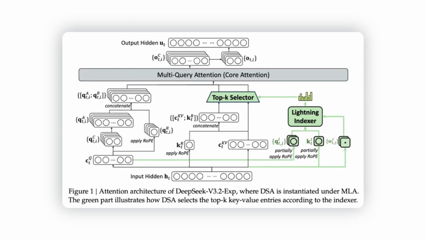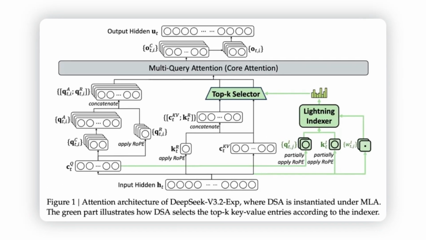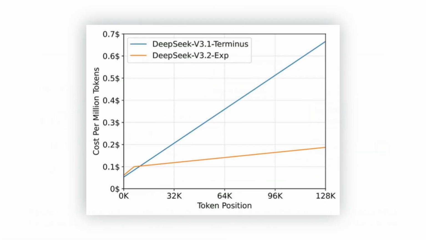If you want to try it, go to Hugging Face, search for DeepSeek V3.2 experimental. You'll see the model card with instructions. You need a decent GPU. If you don't have one, you can rent one from a cloud service.